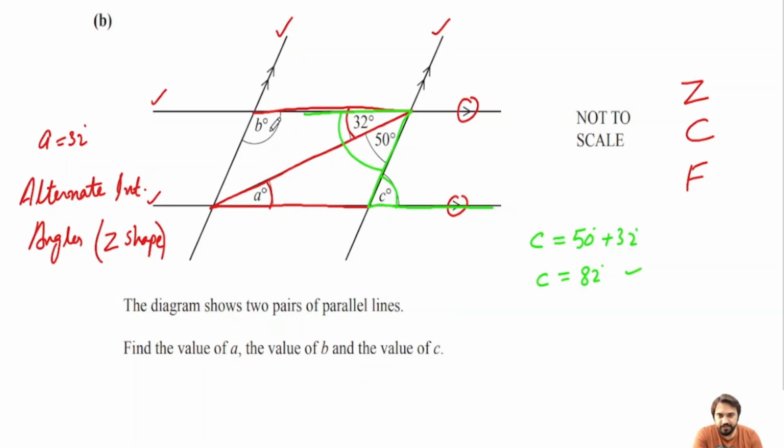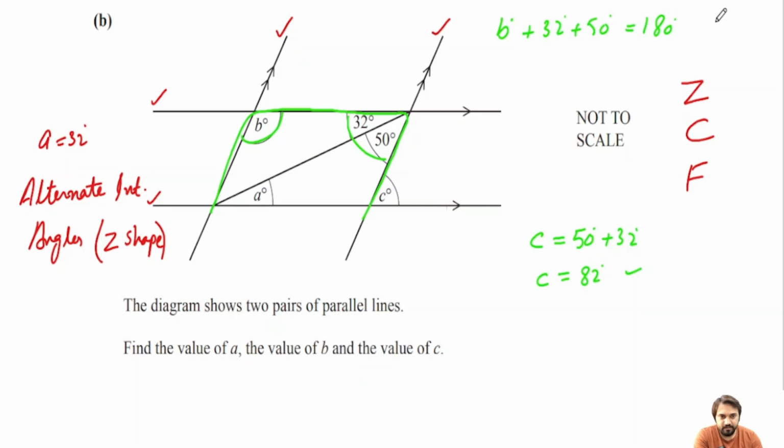Now we need to calculate this angle B. So I'm going to erase this all. Now in order to calculate this B angle, we have this pair of lines parallel as well. So C shape angle, this is our C. C-shape angles mean these two angles add up to 180 degrees. So B degrees plus 32 degrees plus 50 degrees is going to be 180 degrees.